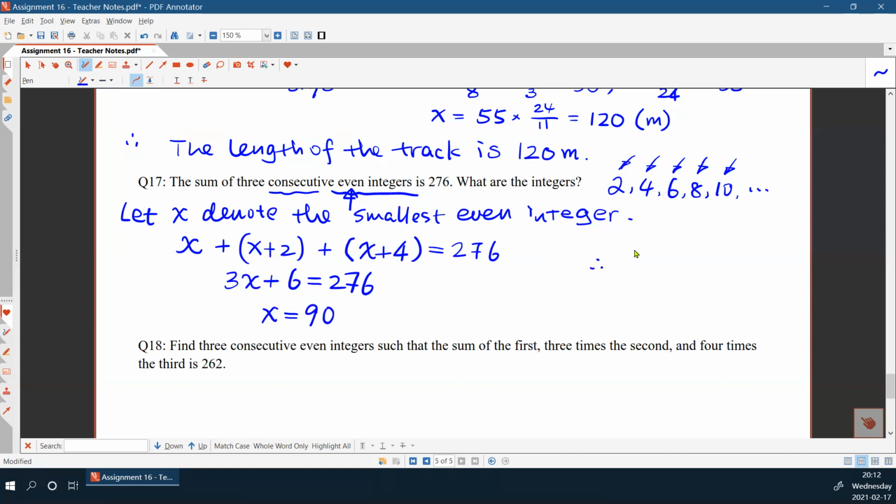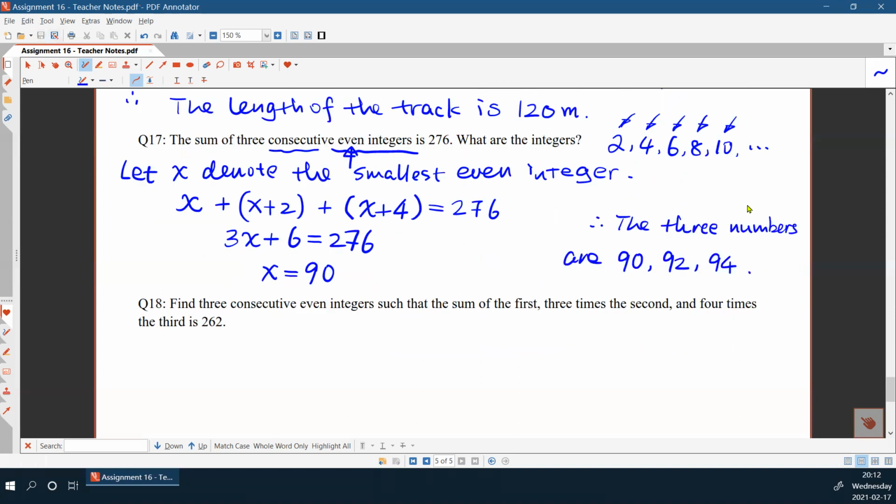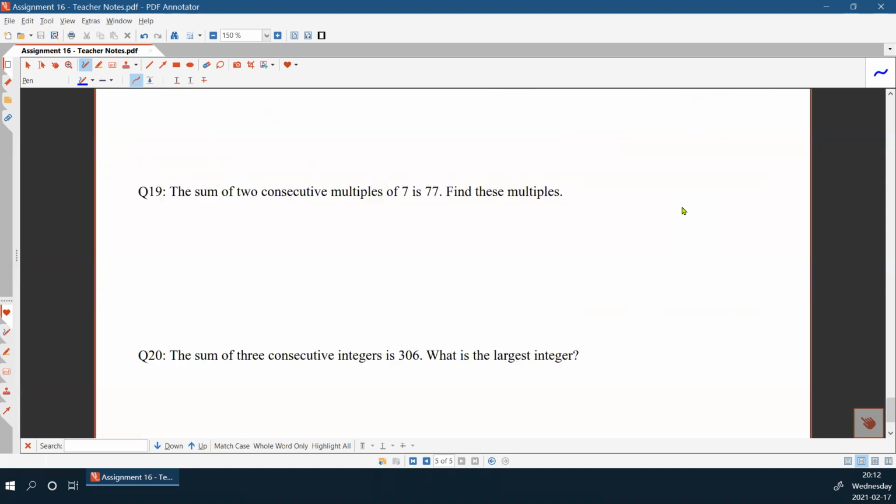So we can make the conclusion the 3 numbers are, okay, smallest one is 90, and next one is 90 plus 2, which is 92, right? Largest one is 92 plus another 2, which is 94, right? Okay, any questions? No? Okay, let's see question 18.